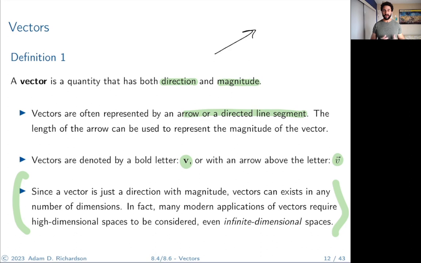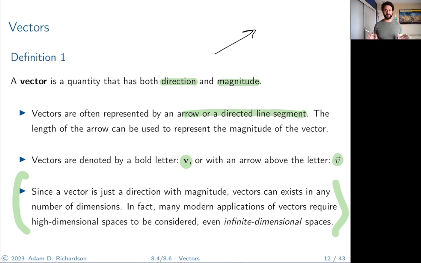And the truth is that in many modern applications these days, vectors require high dimensional spaces to be considered. And stuff gets really interesting when you start to consider infinite dimensional spaces. Yes, you can talk about infinite dimensional spaces, and that's when things get super fun. But when you're thinking about vectors, I don't want you to think that they only exist in 2D and 3D. They exist in any D. And if you want to go into things like data science, computer science, data analysis, quantum physics, oftentimes the spaces that you're working in are high dimensional: hundreds, thousands, millions of dimensions.